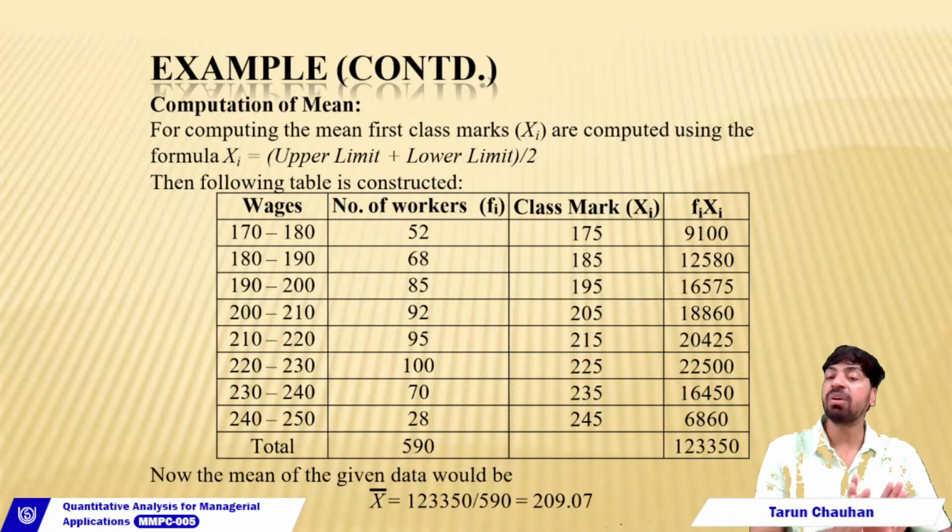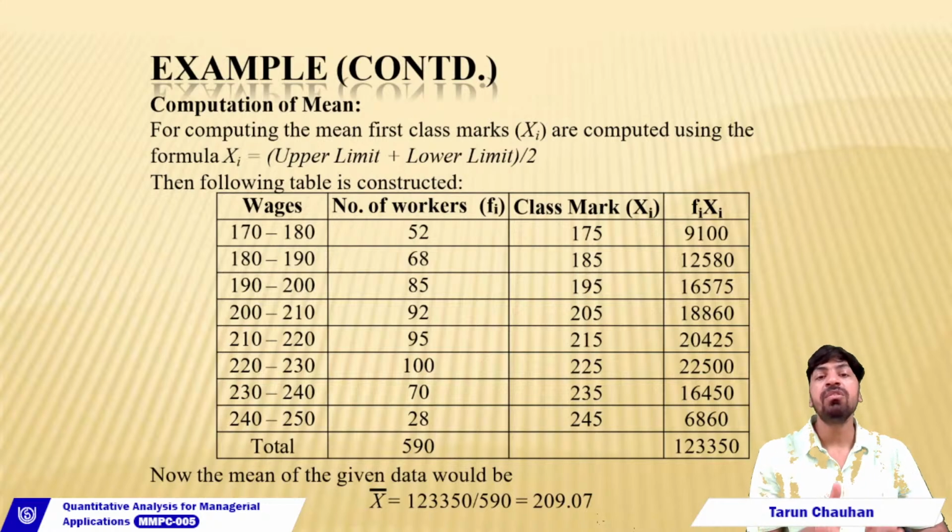Once you get the frequency and the class mark, you have to multiply both one by one. That is frequency into x. That is 52 into 175, you will get 9,100. 68 into 185, you will get 12,580. If you multiply 85 into 195, you will get 16,575, and so on.